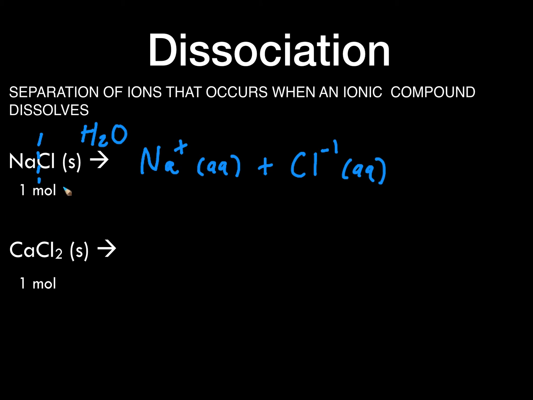Now, since it's 1 mole of NaCl, I can calculate how many moles of products I have. Since I have a coefficient of 1 here, I have 1 mole of Na plus and 1 mole of Cl minus 1. So if you were asked how many total moles will be produced, 1 plus 1 will give you 2 total moles.